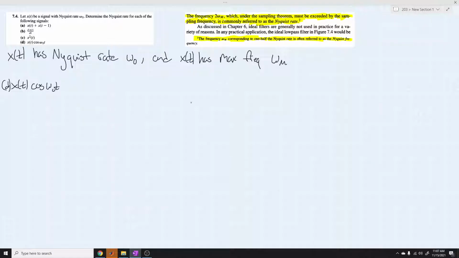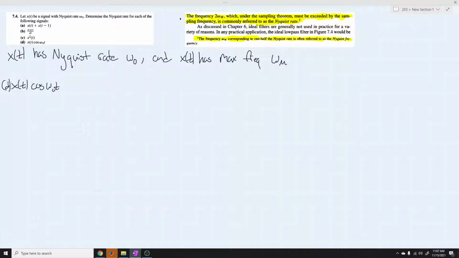Now, the information we're given in this problem is that x of t has a Nyquist rate omega sub naught, right? If x of t has a Nyquist rate, then that tells us that x of t is periodic. And it also tells us that x of t has a maximum frequency constant, and we'll call that omega sub m.